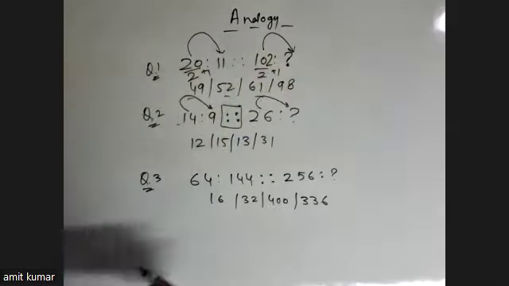How many numbers or alphabets are there? There are 5 alphabets. That's why we have done 5 ka square. That is 25. Now, 1, 2, 3, 4, 5, 6, 7. How many letters or alphabets are there? 7. So 7 ka square will be the answer.